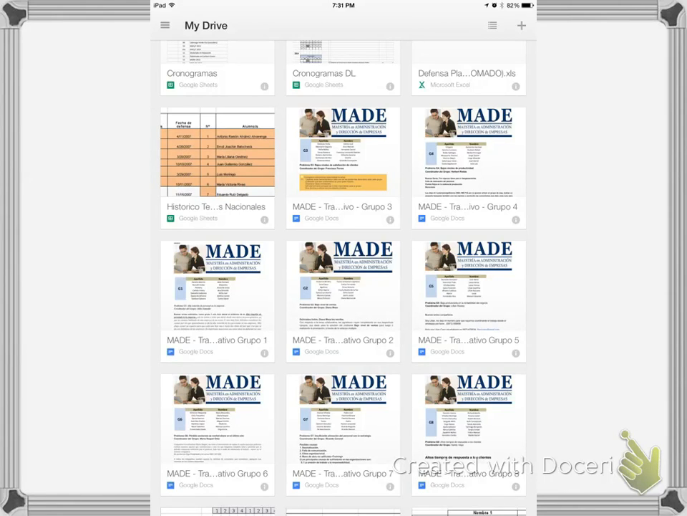I'm showing right now a screenshot of what my drive looks like, and you can see a lot of MADES there. MADES stands for an MBA here in our university, and these works belong to my students that are taking the course right now, and they have to interact, do brainstorming, and use the drive.